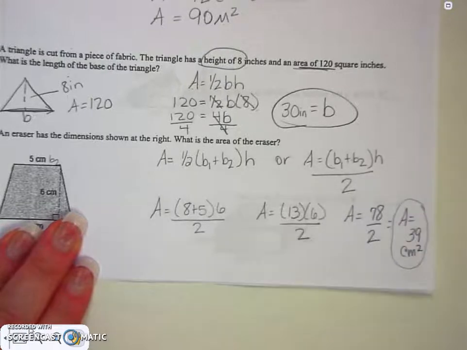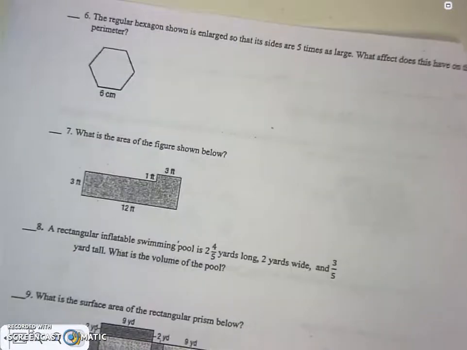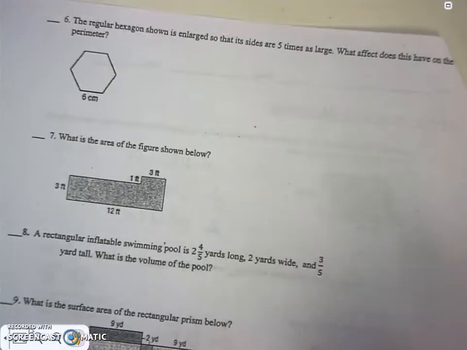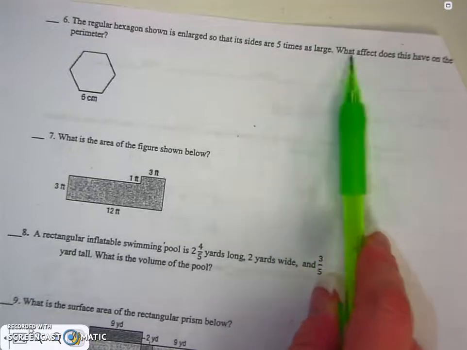Any questions about that one? Okay. The regular hexagon shown is enlarged so that the sides are 5 times as large. What effect does this have on the perimeter?